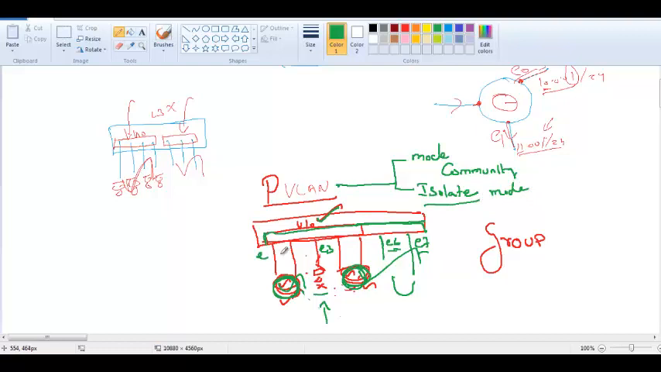This Ethernet 1 and Ethernet 2 talk very well. Why? Because they belong to one community. Ethernet 4 and 5 talk because they belong to another community. Will Ethernet 4 talk to Ethernet 1? No, because they belong to a different community. If this is your need, if this is your expectation, you need to go for private VLAN.